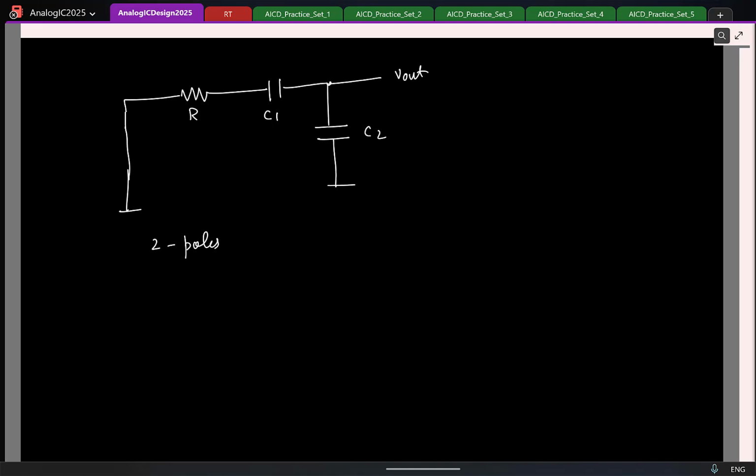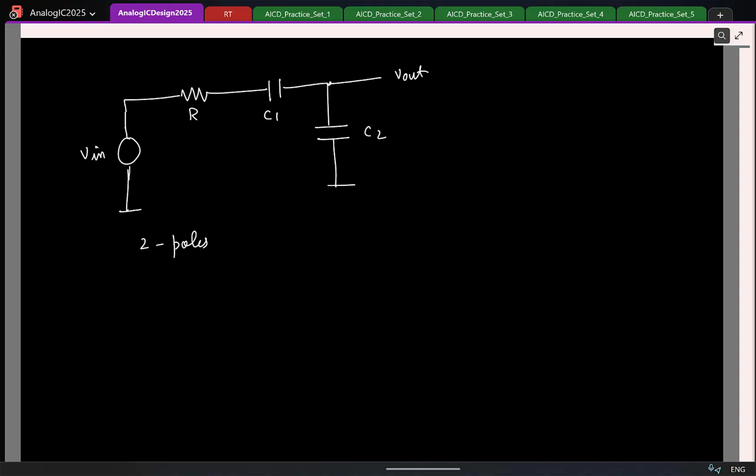Similarly, let's quickly check the number of zeros. For the zero, I need to know the input and output. So this is the input and this is the output. So how will I check how many zeros I have? Let us say we can short any of the capacitors. If I short C2, what happens to the output? So this doesn't contribute to a zero. What about C1? If I short C1, is the output 0? So how many zeros can I have? Can I have 2 zeros? Because if I short both of them at the same time, the output is 0.